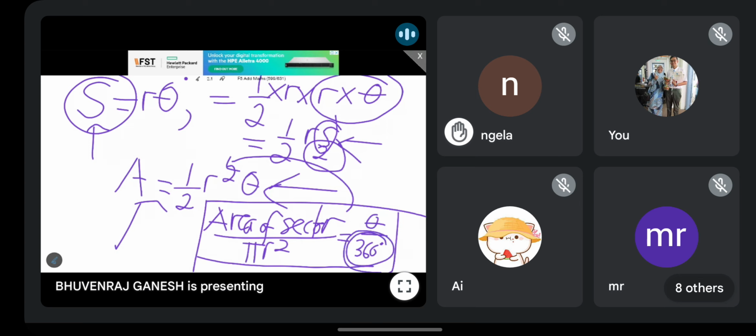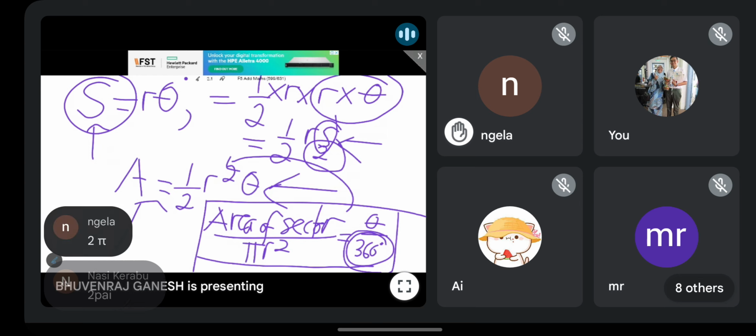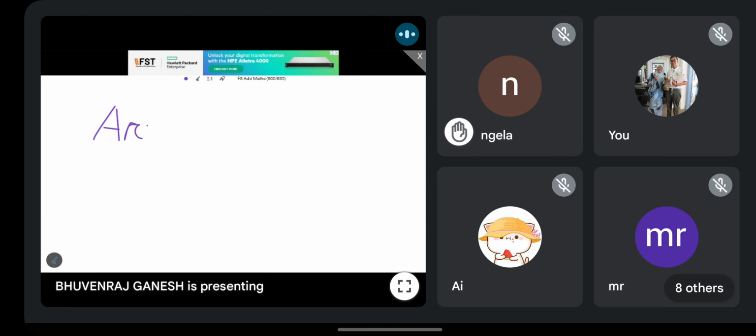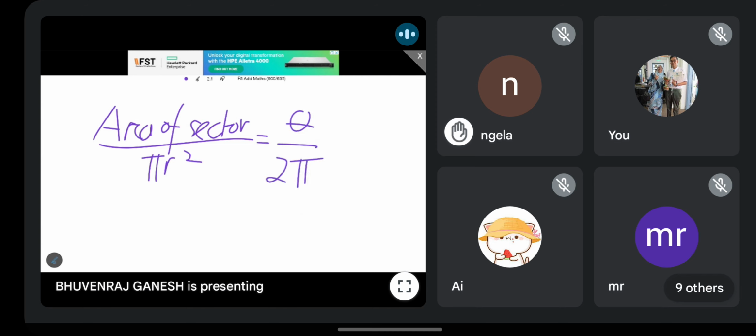So guys, 360. Can anyone tell me 360 sama dengan berapa dalam radian? How much is the value of 360 in radian? Yes, correct. 2 pi. Okay, so guys, can you all see? If I try to prove to you all using the formula, area of sector divided by pi r square equals theta over 2 pi. Okay, we want to show this one. Kita nak buktikan yang ni.